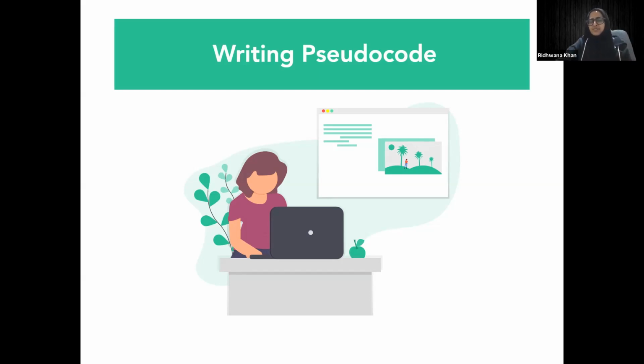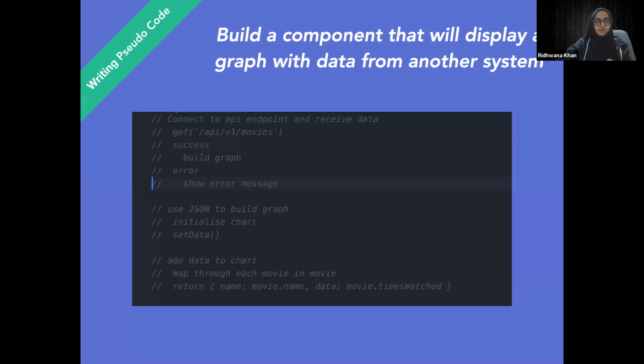I tend to write my pseudocode as comments in the appropriate file. So I have some sort of skeleton and then I just write some pseudocode. So here's an example of pseudocode for the problem that I was talking about. For example, connecting an API endpoint and receiving data, that was one of my actionable tasks.